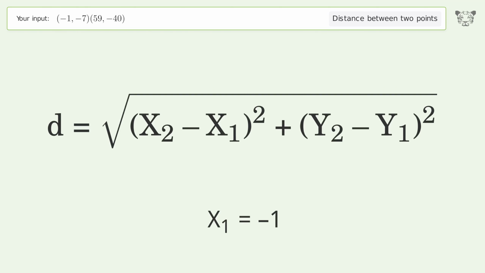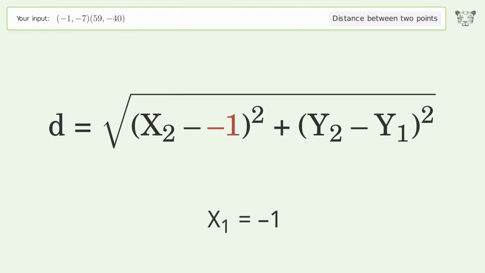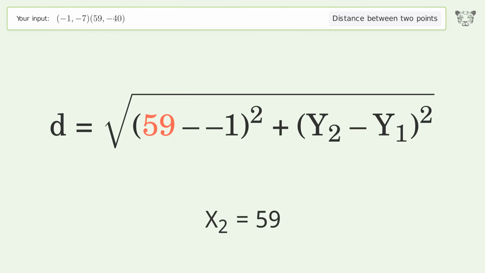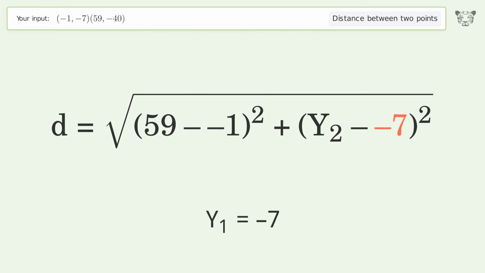x1 equals -1. x2 equals 59. y1 equals -7. y2 equals -40.